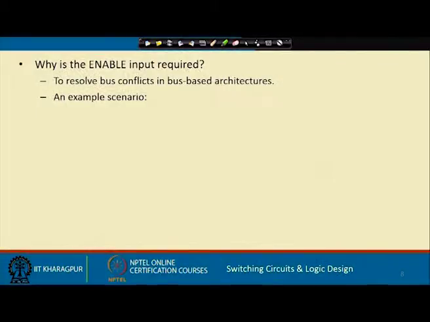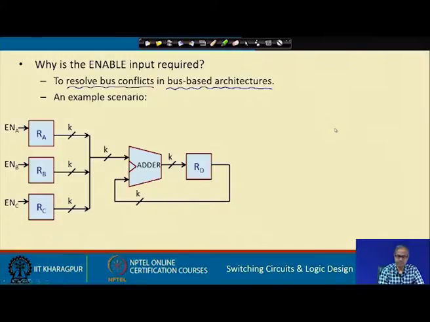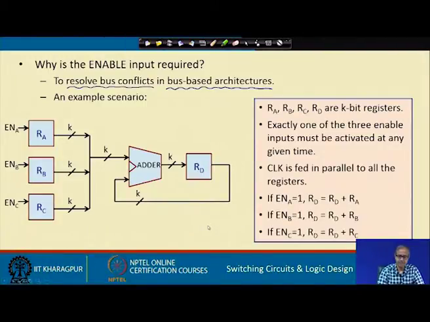In a similar situation, when you have a bus based architecture, which is very common in computer systems and microprocessors, we can use the enable input to resolve bus conflicts. I am showing a very simple example scenario. Just look at this. Here RA, RB, RC and RD are all k bit registers. They are storing k bit numbers, k can be anything, 8, 16, 32, 64. Now, you see these 3 registers A, B, C have separate enable inputs, enable A, enable B and enable C, and the outputs of these registers I am tying together.